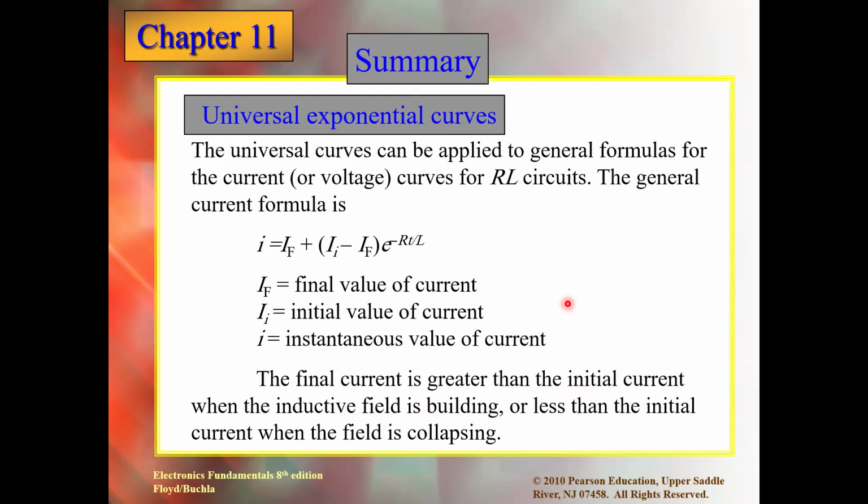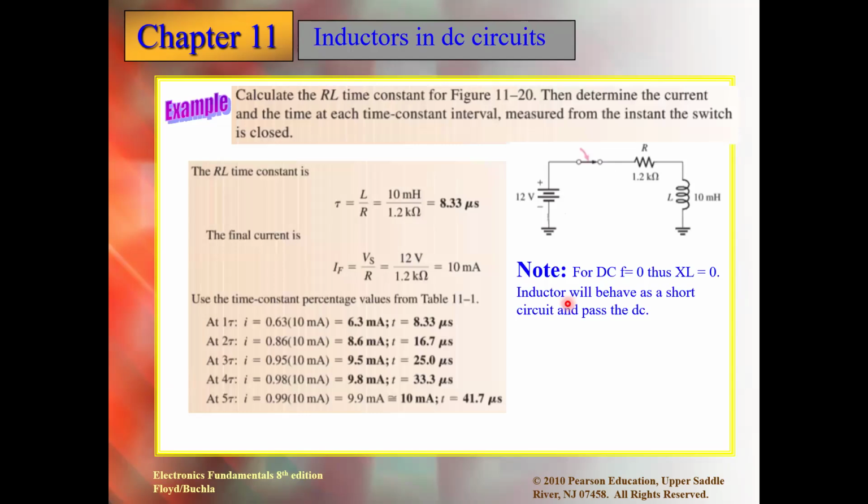So the rules are the same as those we discussed for the instantaneous voltage in a capacitor. The final value is whatever the current reaches at its maximum, and the initial current will be zero when we are considering that the inductor is charging. When it is discharging, the final value will be zero. Okay, so let's have a question to understand that.